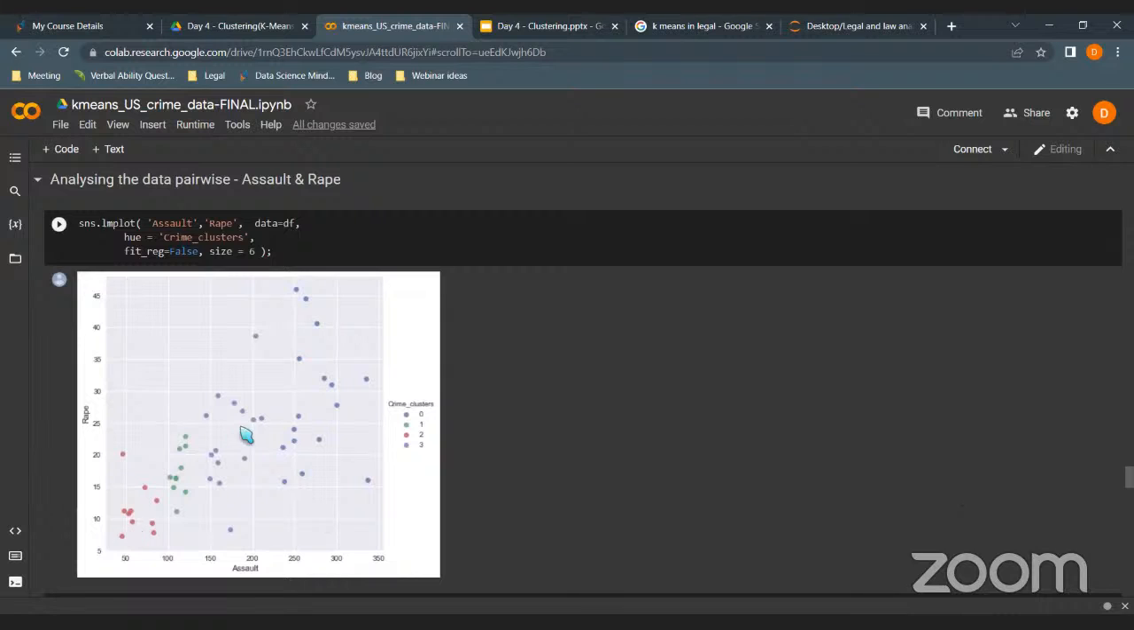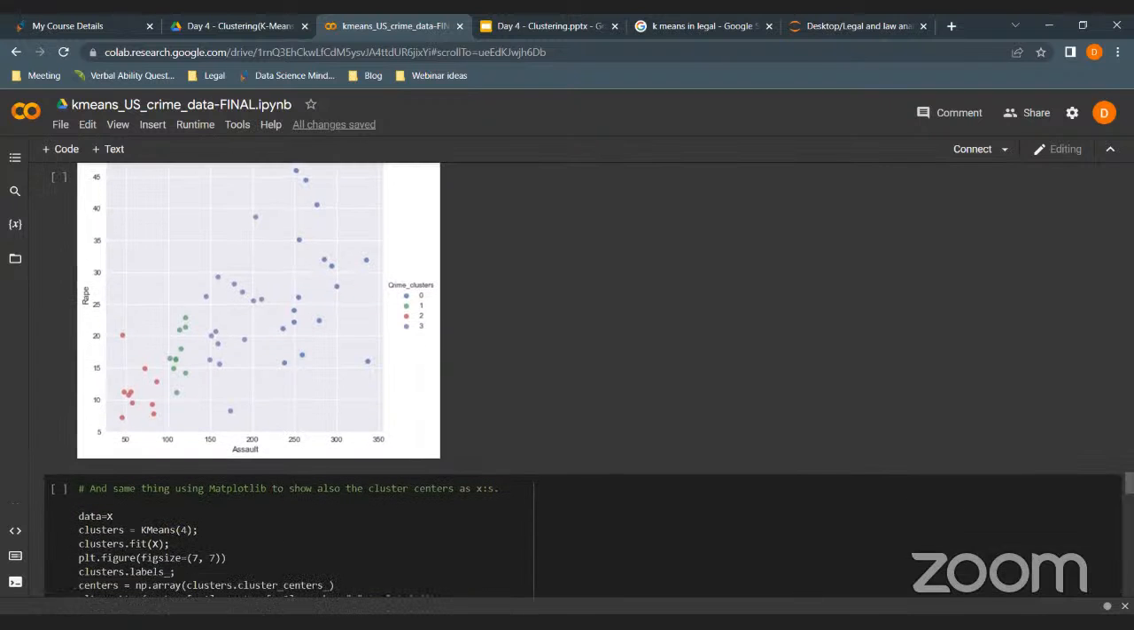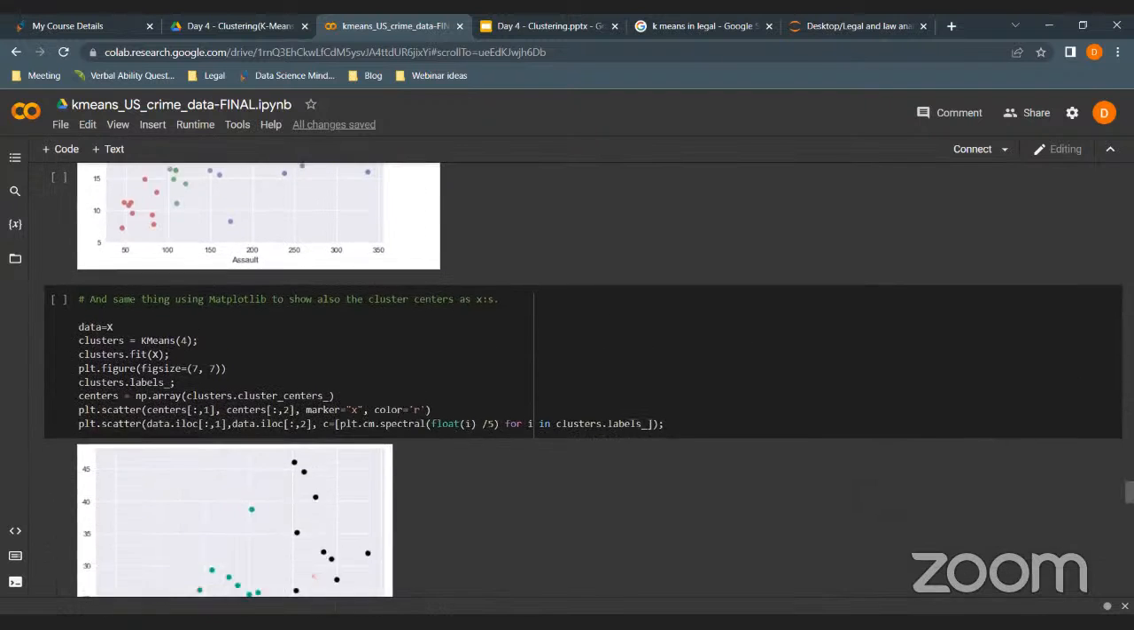Okay, let's check assault and rape. This is also of a similar nature to murder and rape.